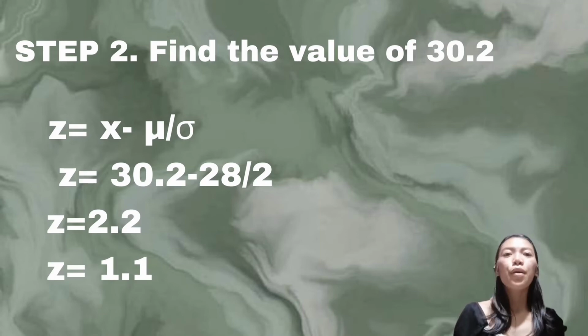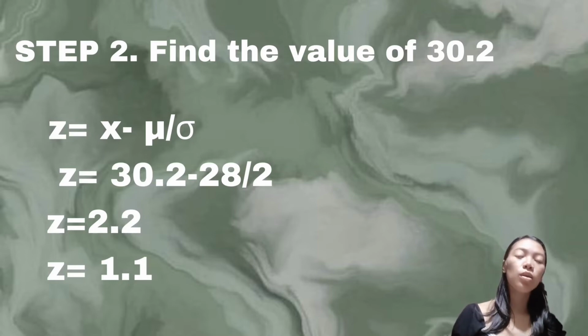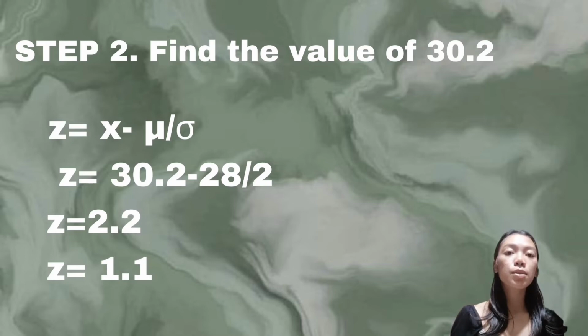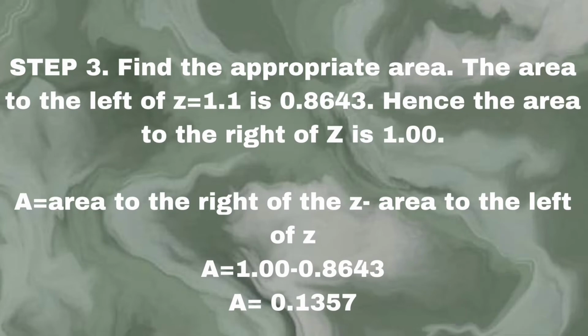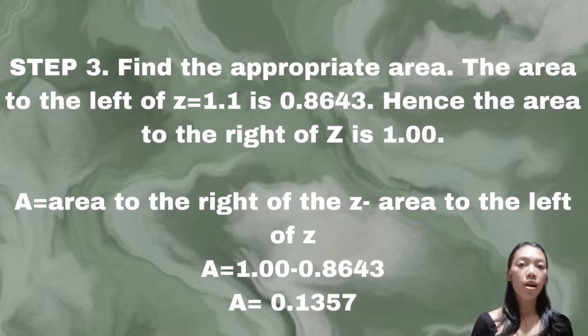Okay, step 2. Find the z value for 30.2. So, mora gihapon class, ang atong formulang gamiton, si z equals x minus mean over standard deviation. So, we have z equals 30.2 minus 28 divided by 2, and the result is 1.1. Let us move forward to step 3. Find the appropriate area. So, the area to the left of z equals 1.1 is 0.8643.